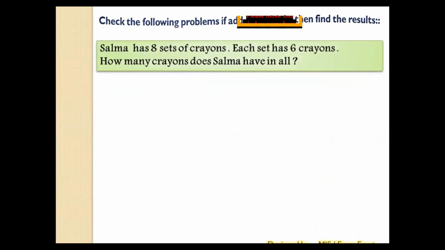The second one, check the following problem. If add or multiply, then find the result. Salma has 8 sets of crayons. Each set has 6 crayons. How many crayons does Salma have in all?